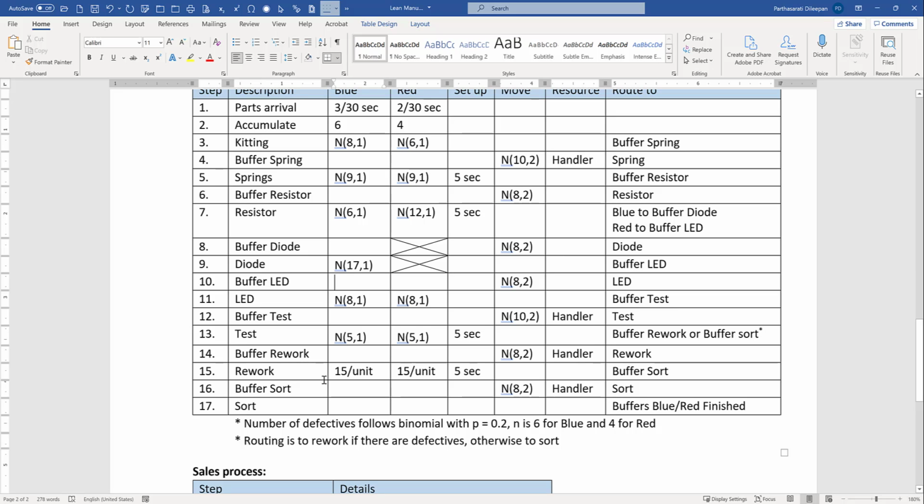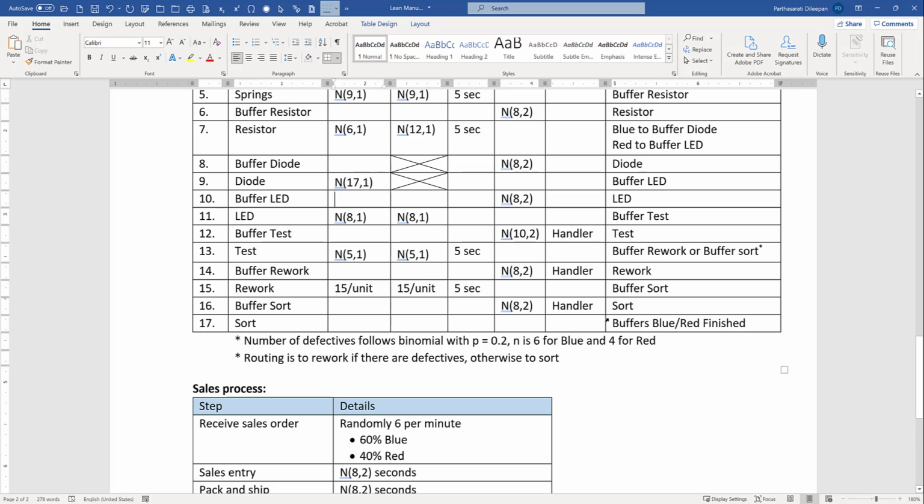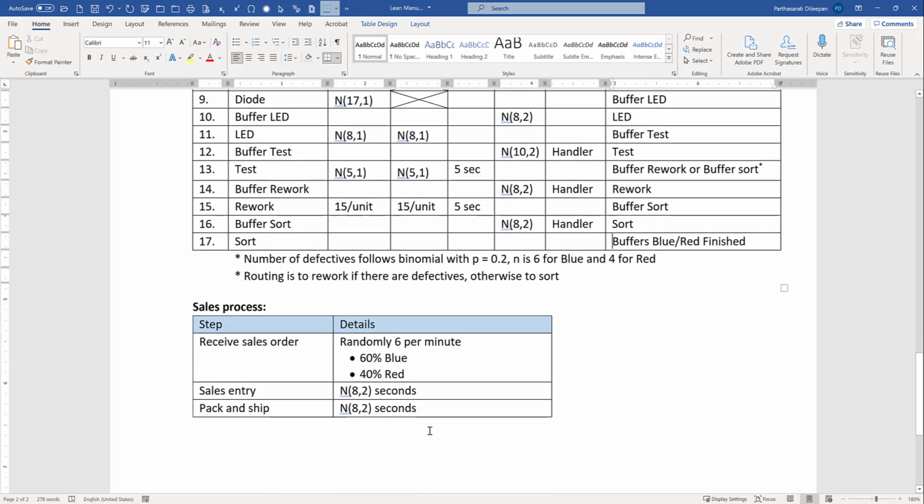Okay, so rework needs 15 seconds per unit, both red and blue, and a 5-second setup time. And then it's going to join buffer sort. Okay, from buffer sort to sort station, you need a handler, and normal 8,2 is the time needed to move. Then there is no time involved in sorting, and it sorts into buffers, blue finished and red finished.